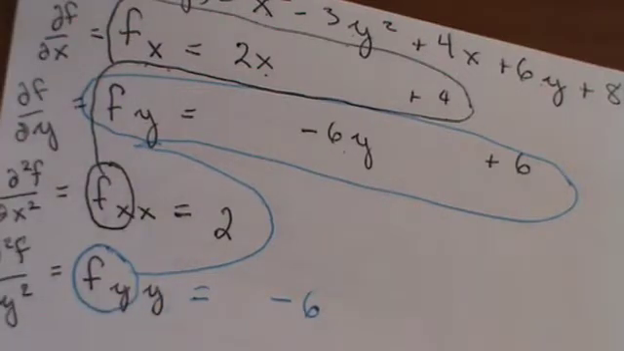All right, so we need to also rewrite this function and its first derivatives. So let's see, we have f of x, y equals x squared minus 3y squared plus 4x plus 6y plus 8. The reason that I'm doing this is that I've got too many things circled.